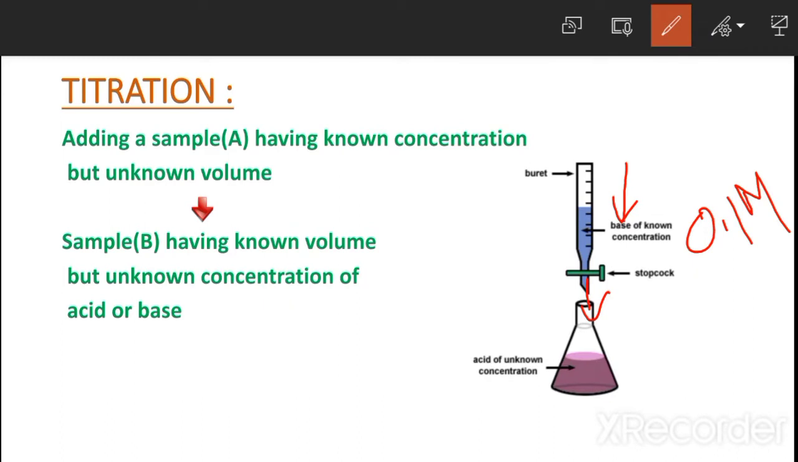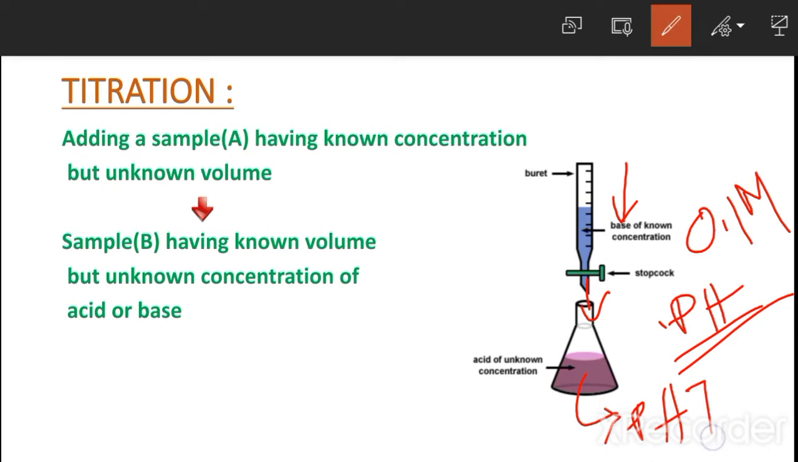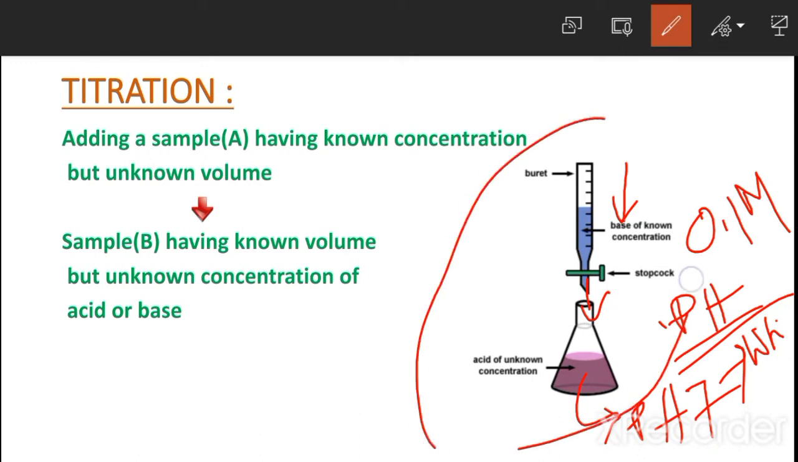Here we use an indicator of pH change, a color-changing indicator that determines the pH equivalence point. Here red color. When pH reaches 7, the color will be white, and then we calculate the titration point.